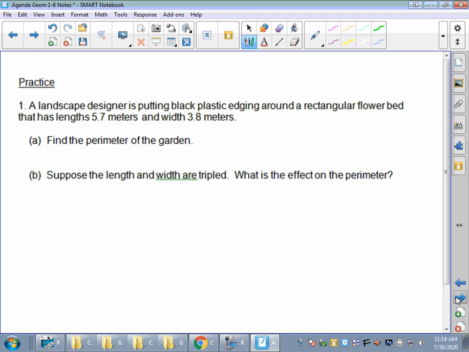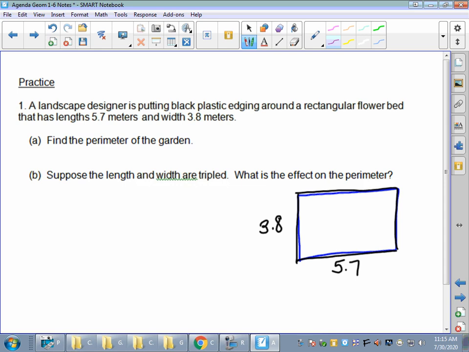All right, well, if you haven't figured me out yet, I like a diagram. We're putting black plastic edging, so we want to put it all the way around the outside of this yard, right? So we need to know how much we have to buy. You don't want to buy too much. You'll have stuff left over. It would be a waste of money. It says that it has a length of 5.7 and a width of 3.8. Find the perimeter of the garden.